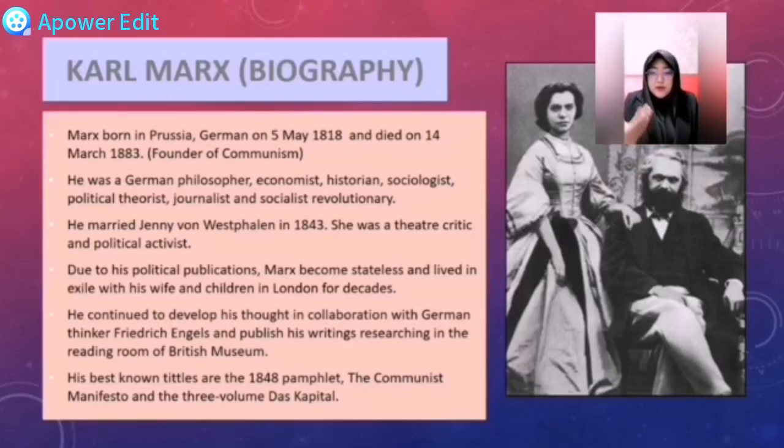Due to his political publications, Marx became stateless and lived in exile with his wife and children in London for decades, where he continued to develop his thoughts, collaborating with the German thinker Friedrich Engels, and published his writing, researching in the reading room of the British Museum. His best-known titles are the 1848 pamphlet, the Communist Manifesto, and the three-volume Das Kapital, 1867 until 1883. His name has also been used as an objective of social theory.